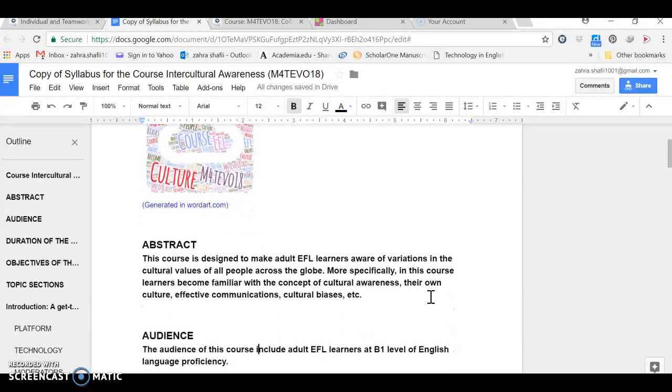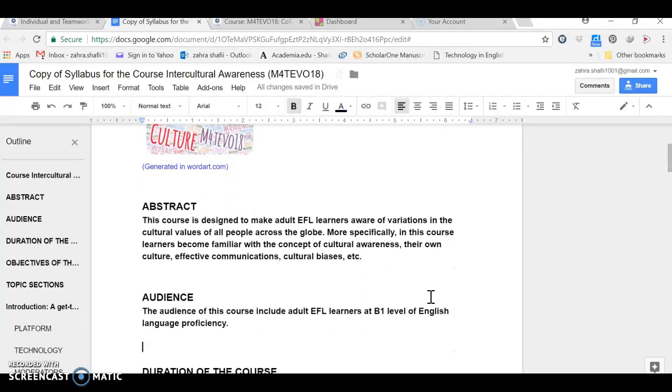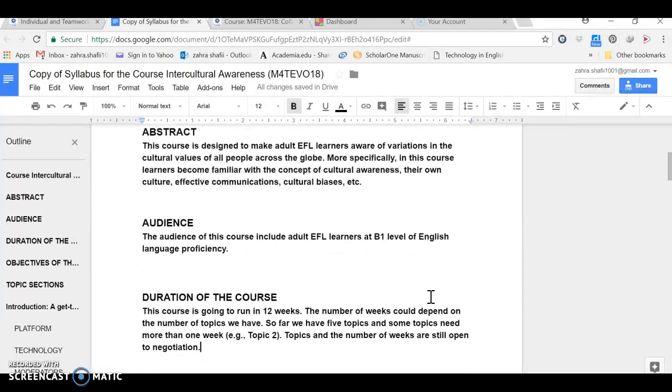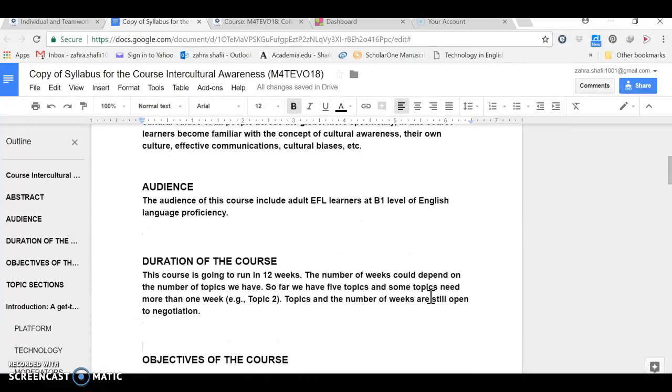And this course is designed to make adult EFL learners aware of variations in the cultural values of people across the globe. More specifically, in this course, learners become familiar with the concept of cultural awareness, their own culture, effective communications, cultural biases, etc. We decided that the audience of our course should be adult EFL learners at B1 level of English language proficiency.